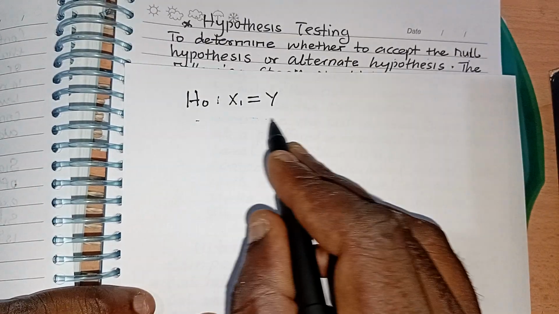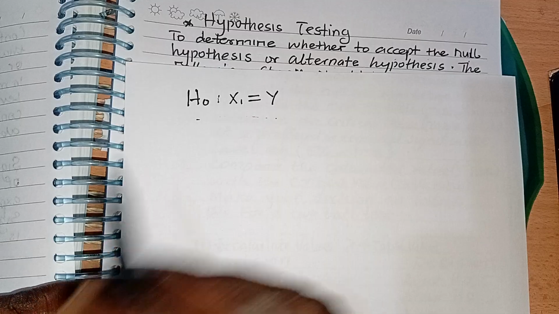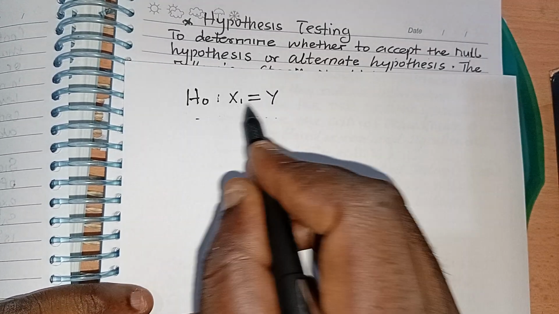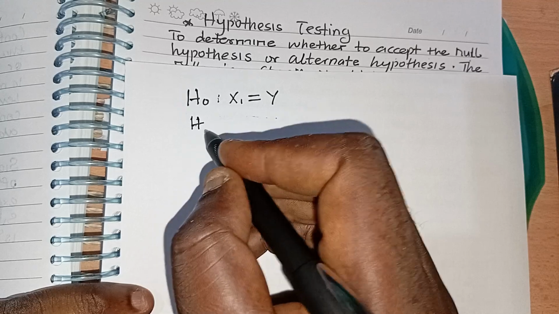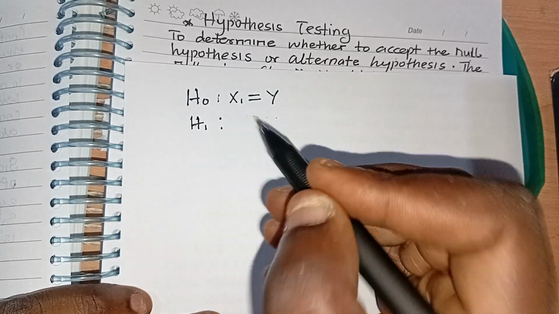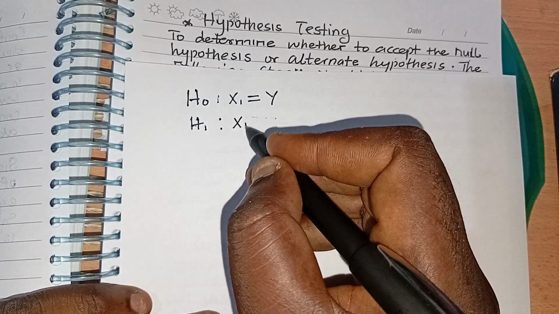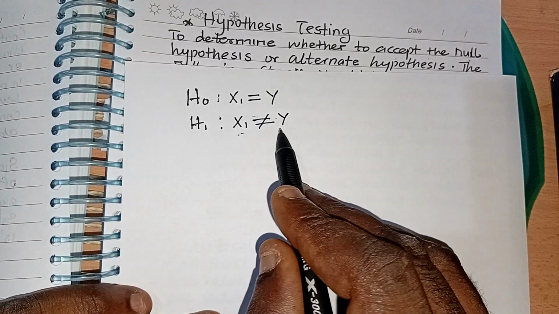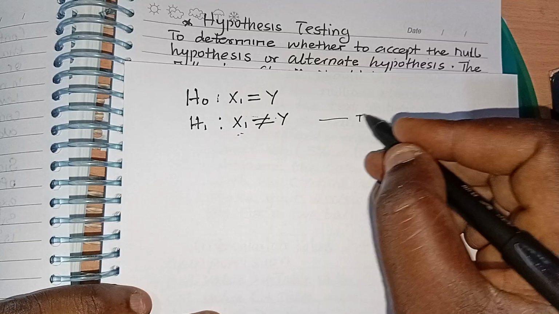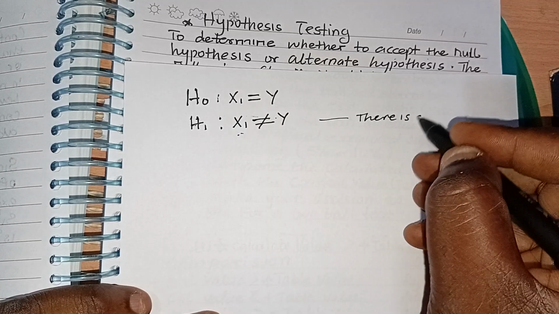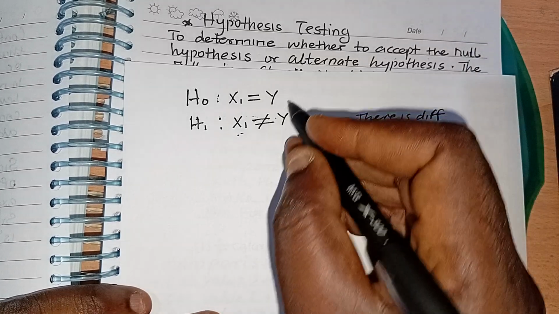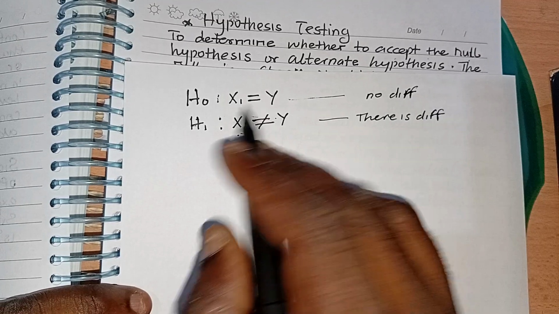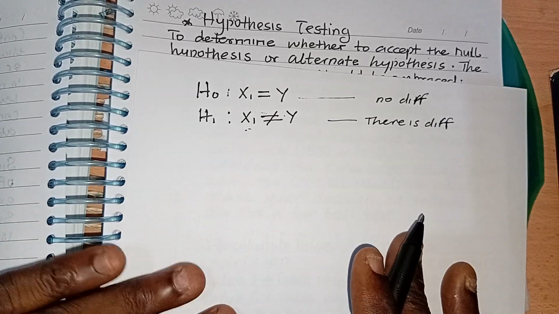This means there is no difference. That is our hypothesis, the null hypothesis. Now, the alternative to this is denoted by H1. It means x is not equal to y. This means there is a difference between them. The null means no difference between these two variables. Hope that is clear. This is the first thing.